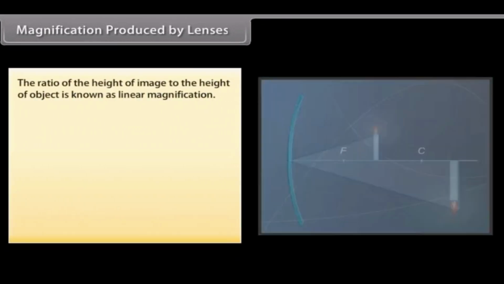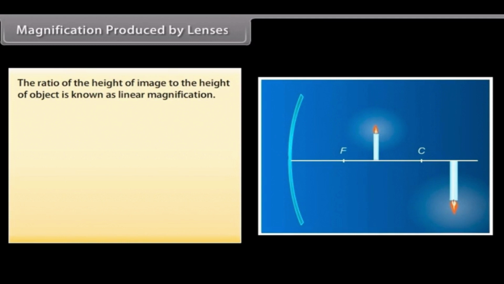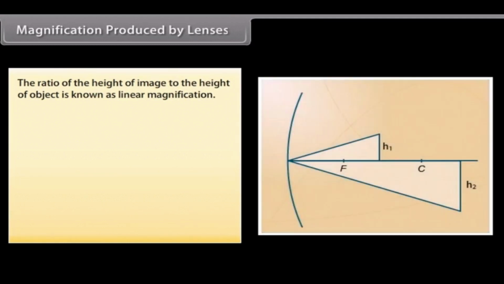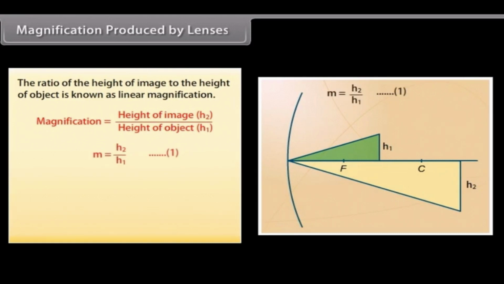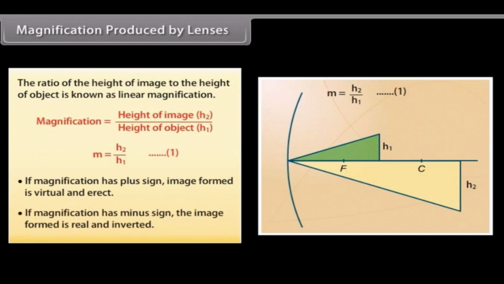Magnification produced by lenses. The ratio of the height of image to the height of object is known as linear magnification. Magnification is equal to height of image h2 upon height of object h1. M = h2/h1, which is equation 1. If magnification has plus sign, image formed is virtual and erect. If magnification has minus sign, the image formed is real and inverted.